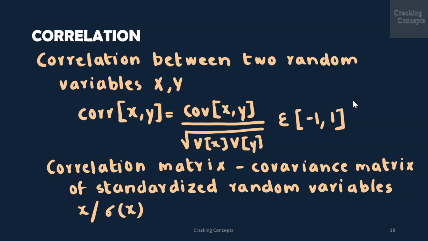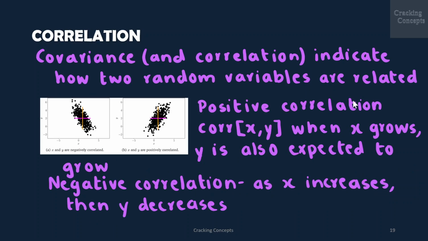The covariance and correlation indicate how two random variables are related. For example, in case of a positive correlation, it means that when x grows, y is also expected to grow. In negative correlation, when x increases, y will decrease.